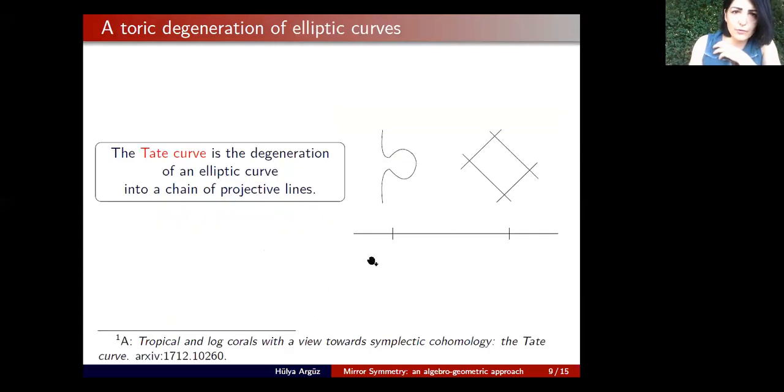So I want to give an example of toric degenerations because we had mentioned the idea of understanding mirror symmetry for Calabi-Yaus is to turn them into something similar to toric varieties. So the simplest example of a Calabi-Yau family is a Tate curve, which is a family of elliptic curves, and it's a family of elliptic curves degenerating into a chain of projective lines.